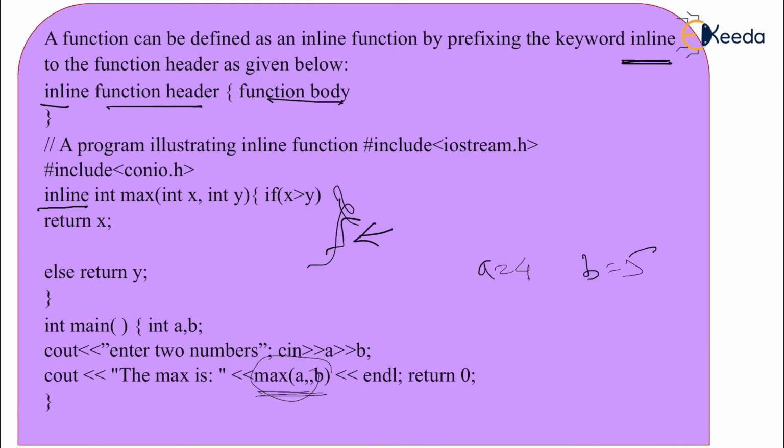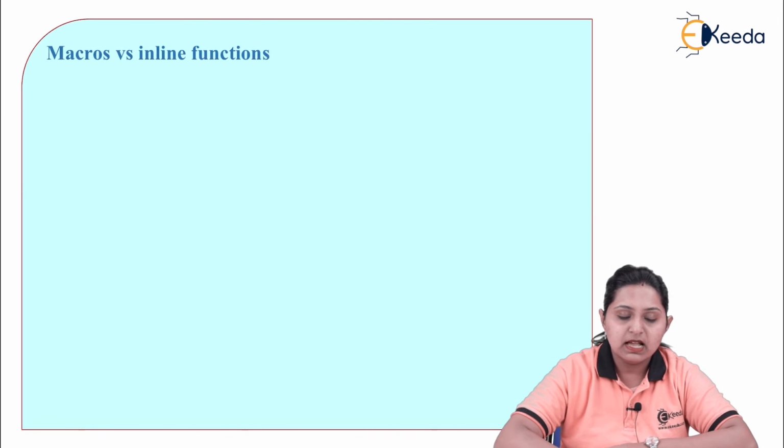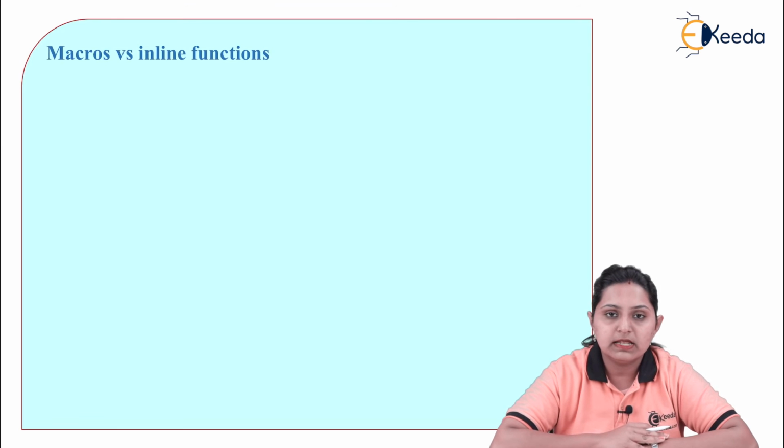But this works when you are writing a small amount of code, like one line, two lines, or a few lines. You can use it then. But if you are writing multiple blocks of code, it is not feasible for C++ programming. Next comes macros versus inline functions.